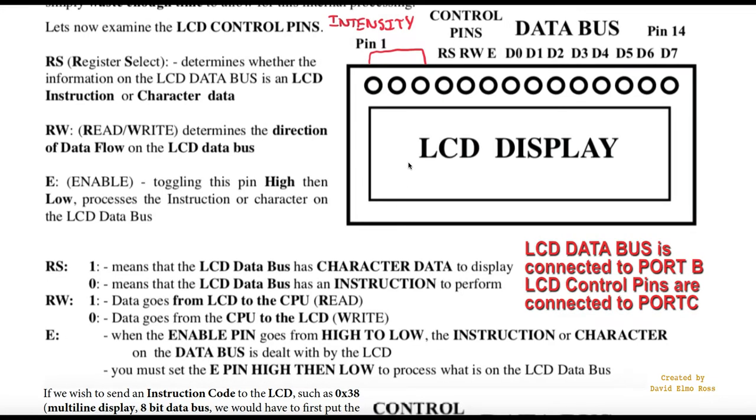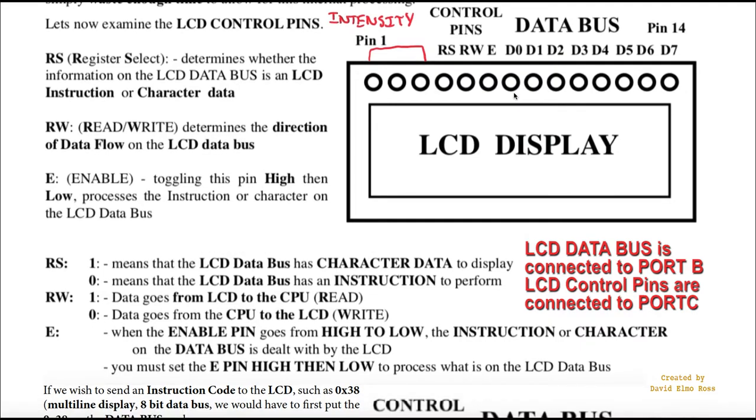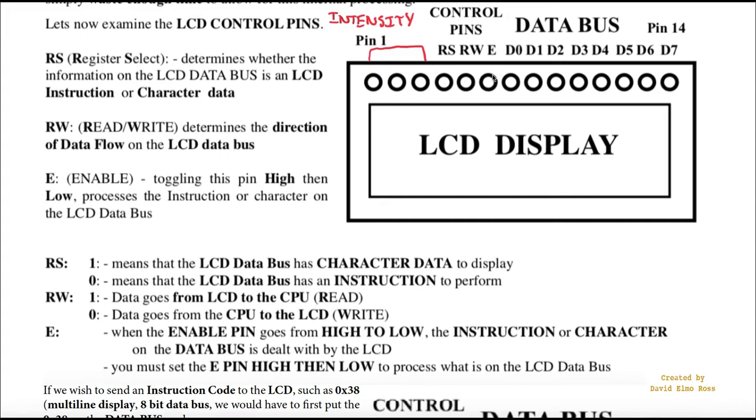Before you start using the LCD, you have to send it a couple of instructions. And later, once those instructions are processed, then we want to send it ASCII characters or alternate character, and then use the control bus to actually tell it that it's either a character or it's an instruction. Let's take a look at RS. It determines whether the information on the LCD data bus is LCD instruction or character data, being alternate or ASCII. And so that's this pin here.